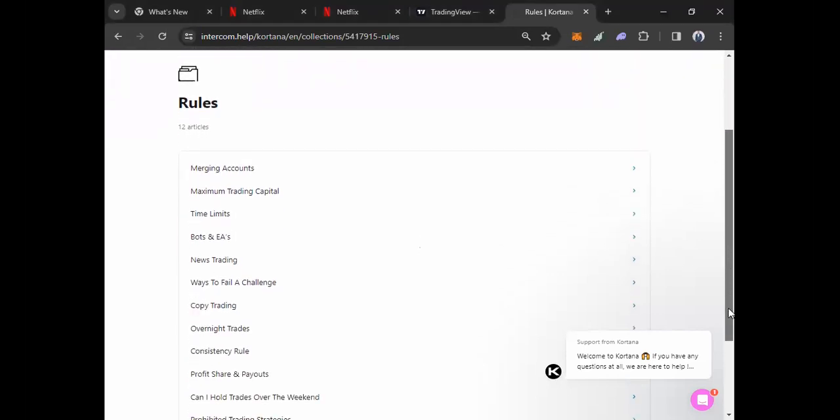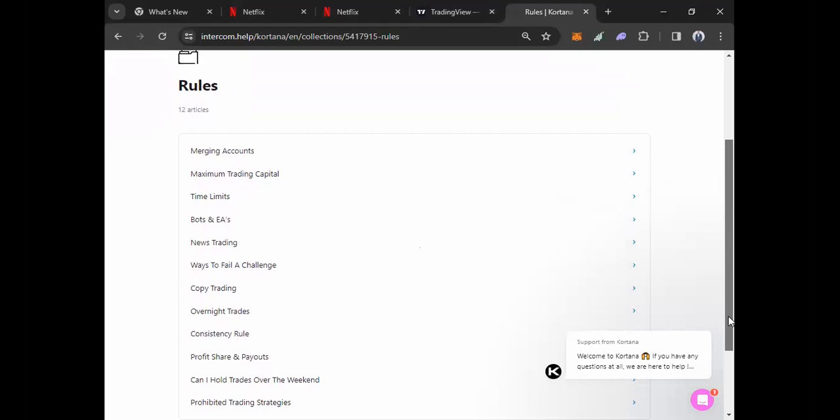But all of a sudden they came up with a lot of rules, and in our community we have some challenges that we have been passing through. The main rules we focused on are, first of all, the consistency rule, and secondly the profit share and payout rule. Those are the two rules we'll be focusing on today: the consistency rule and the profit sharing rule.